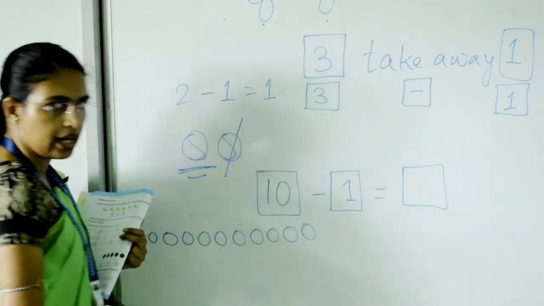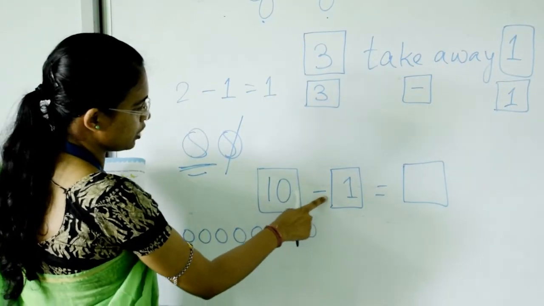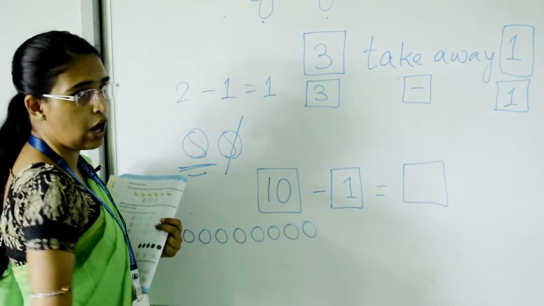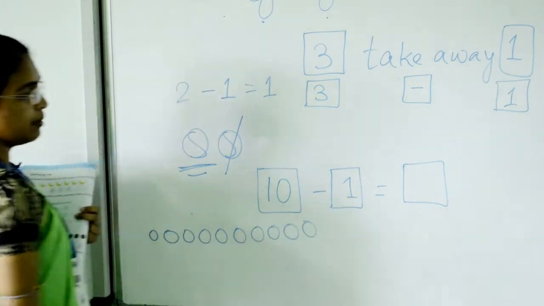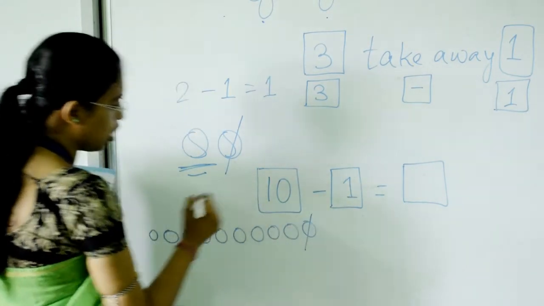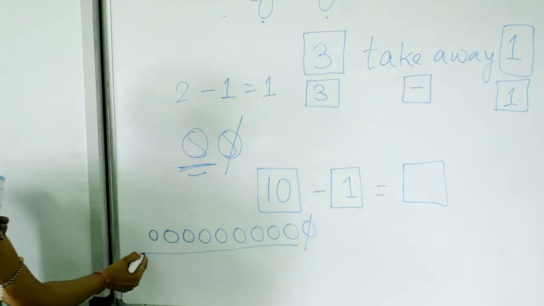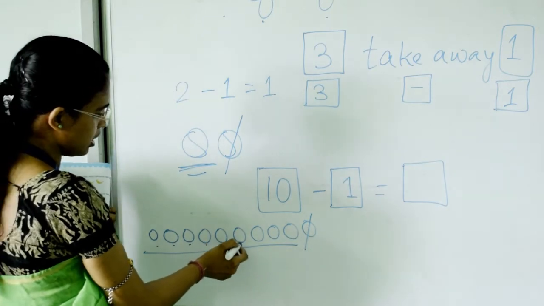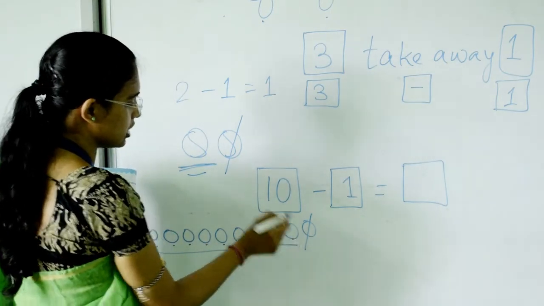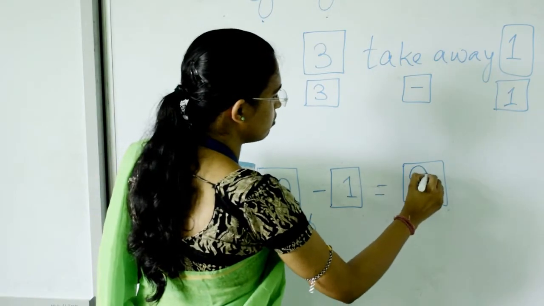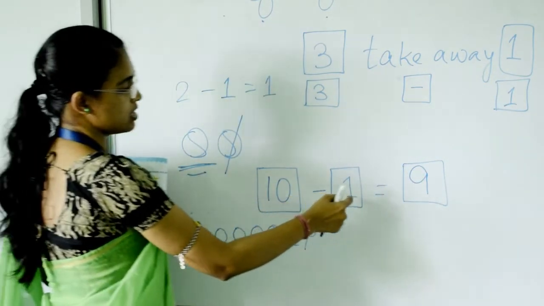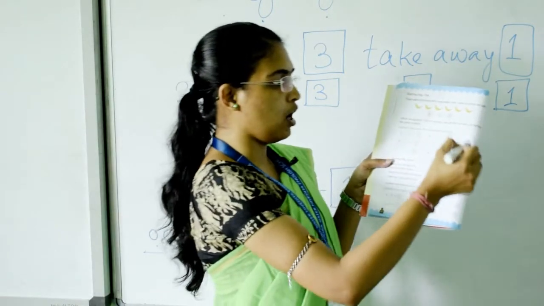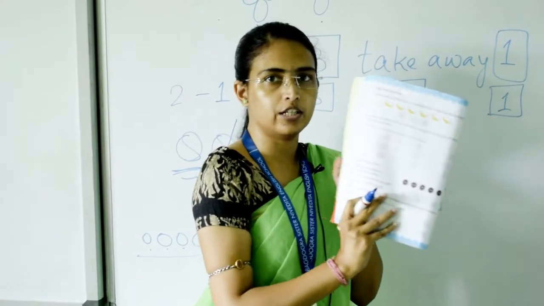No, we have to cut 1 ball. Why? Because we are doing minus. And how many numbers do we have to minus? 1 number. So we have to cut 1 ball. So now how many balls do we have? 1, 2, 3, 4, 5, 6, 7, 8, 9. So 9 balls. 10 minus 1 equals 9. Understood? Now all this you have to do in your homework. Okay?